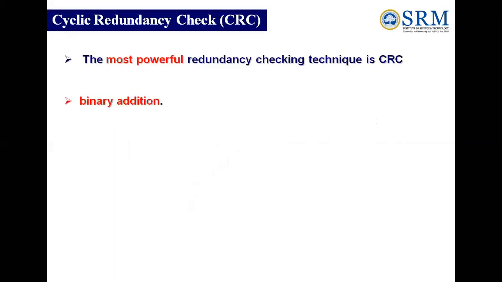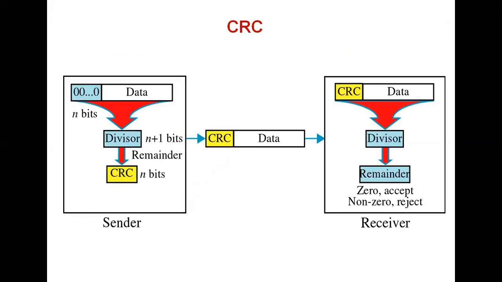So this CRC is again a redundancy checking mechanism. The primary arithmetic used is binary addition. So what we do is, this is the original data. We generate extra information, and along with this, the data will be transferred.